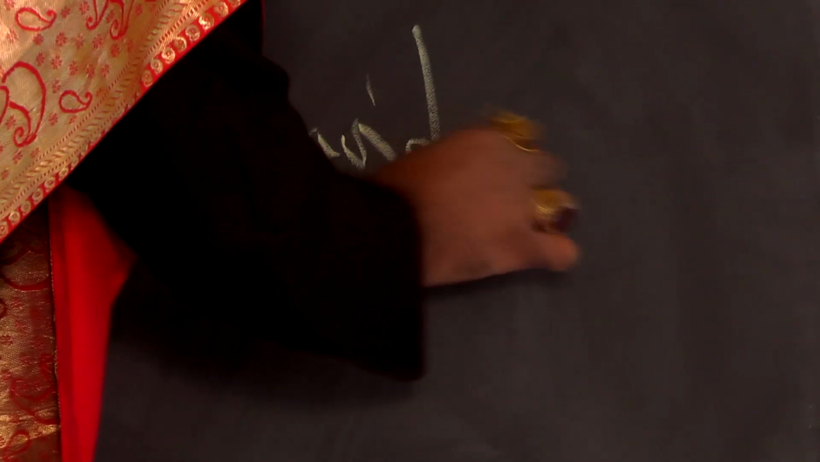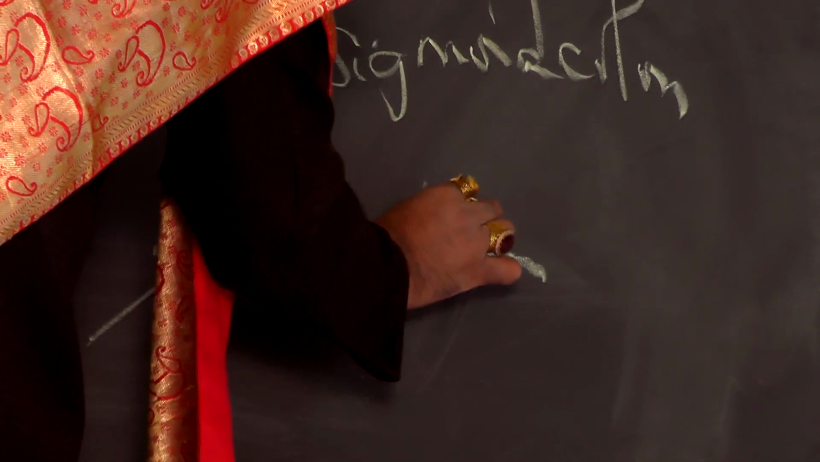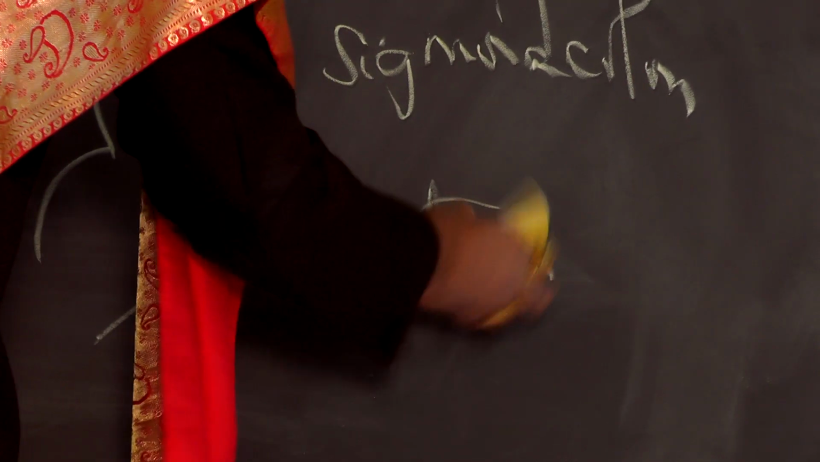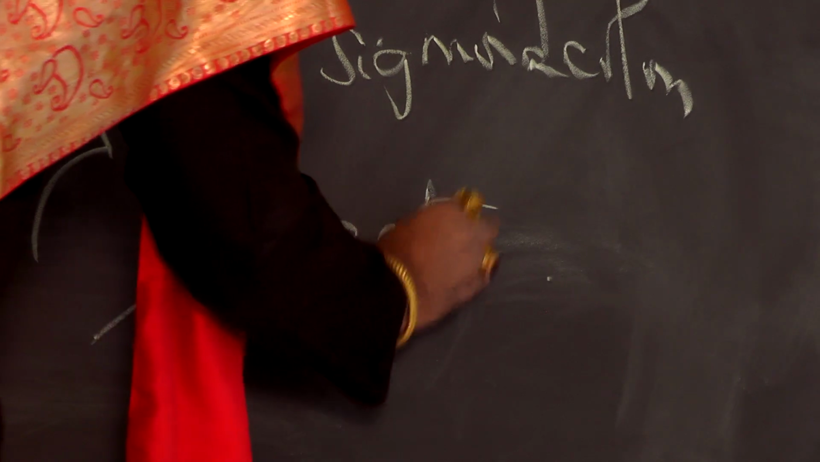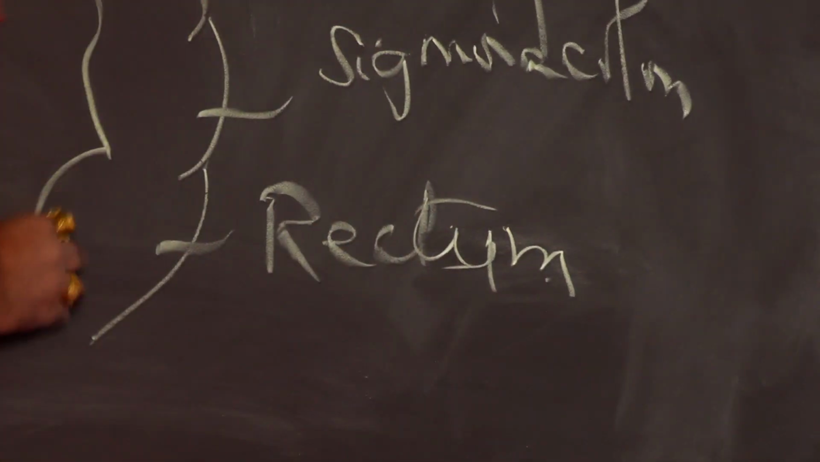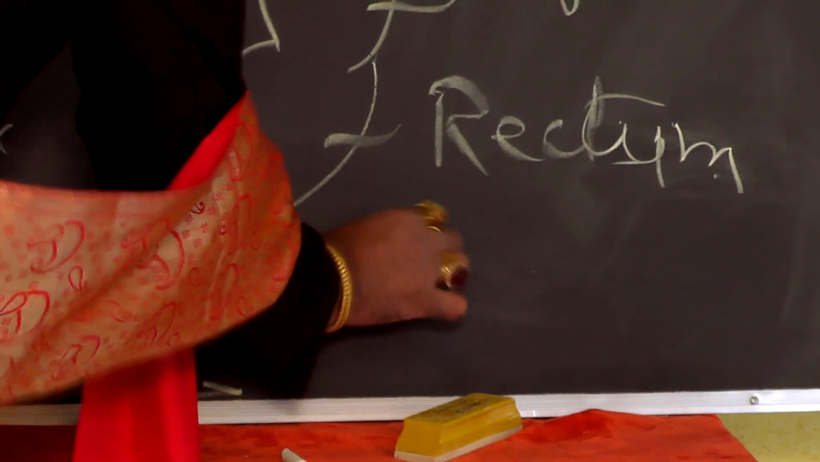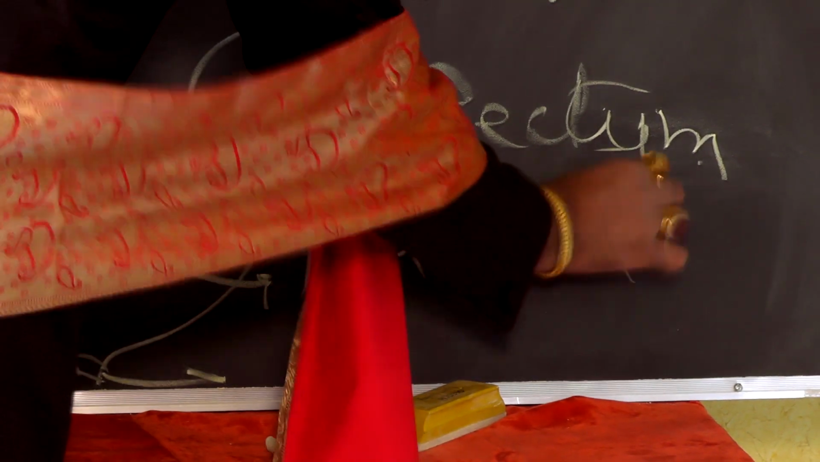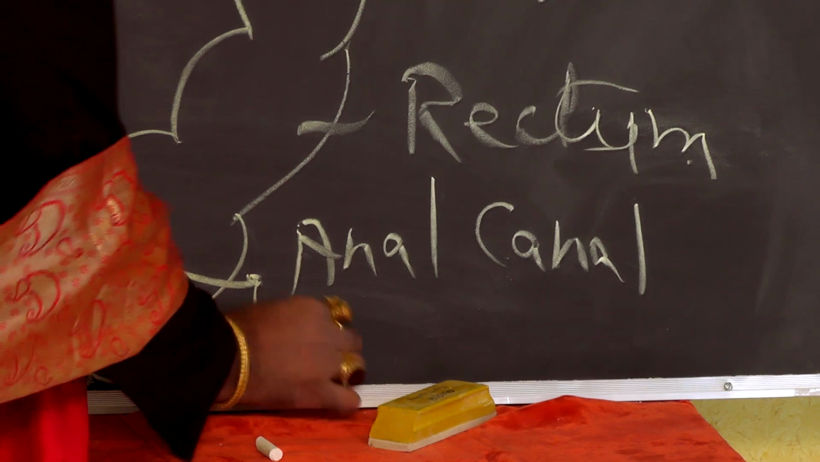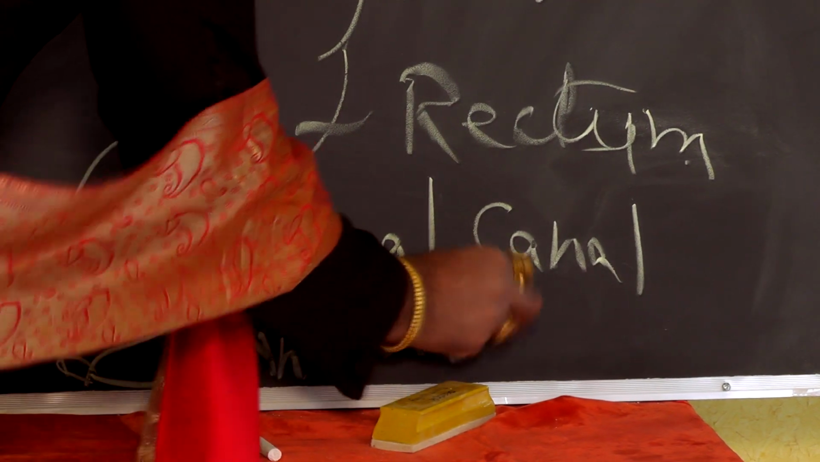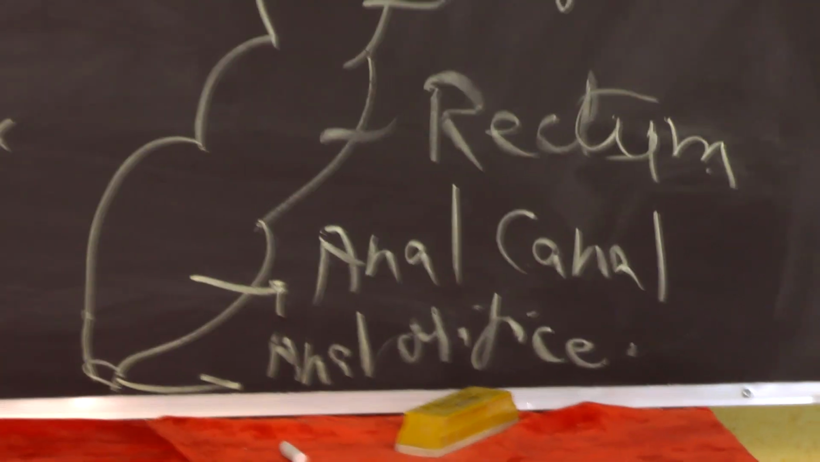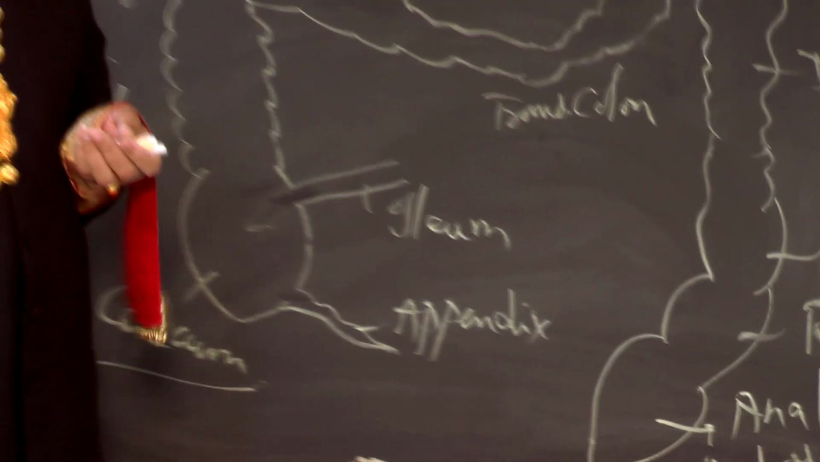The terminal portion of the colon is the sigmoid colon, which opens into the rectum. And here we have the anal canal, which opens at the anal orifice. Now this is the anal canal, and here we have the anal orifice. Generally we call it the anus, the anal canal, and that is what we are trying to learn.